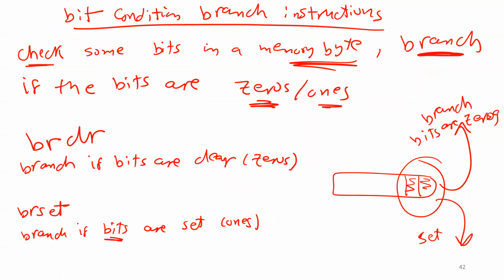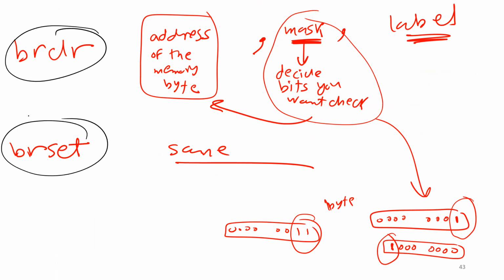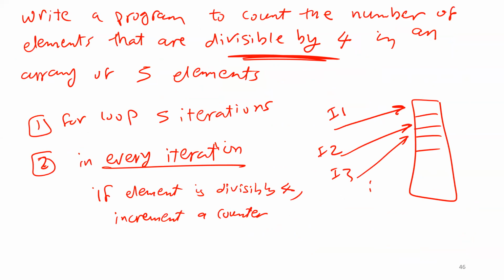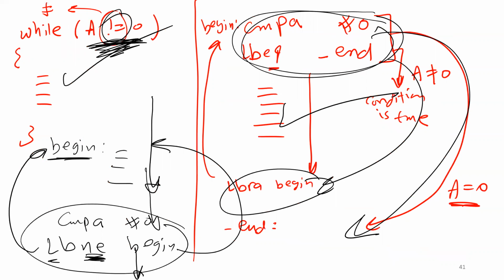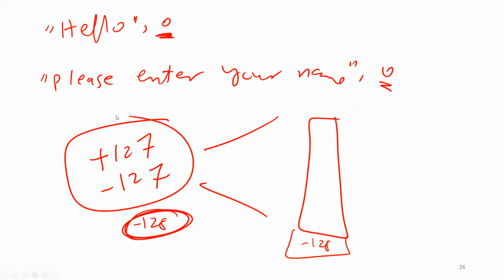compare and branch instructions. Also, I explained these two interesting instructions. You need them in tomorrow's lab. Branch if clear, branch if set. And I told you these two instructions are used if you have a byte and you want to check some bits in the byte. So I want to branch if some bits in this byte are zeros or ones. This one is going to branch for zeros. This one is going to branch for ones. Is that okay? I gave you some examples. You need it tomorrow. And then I also, when I came to for loops, I told you in case of for loops, guys.